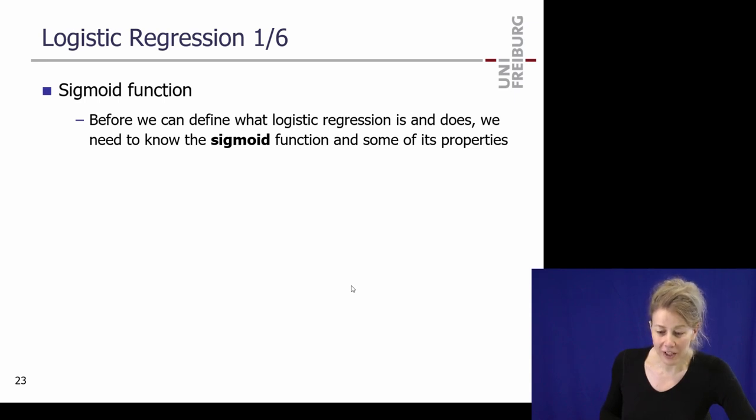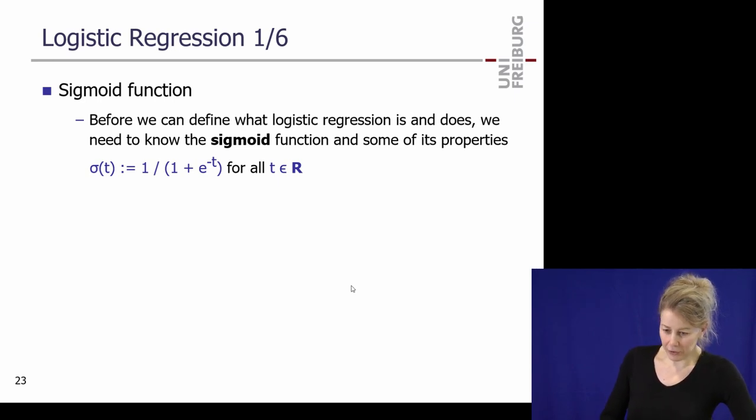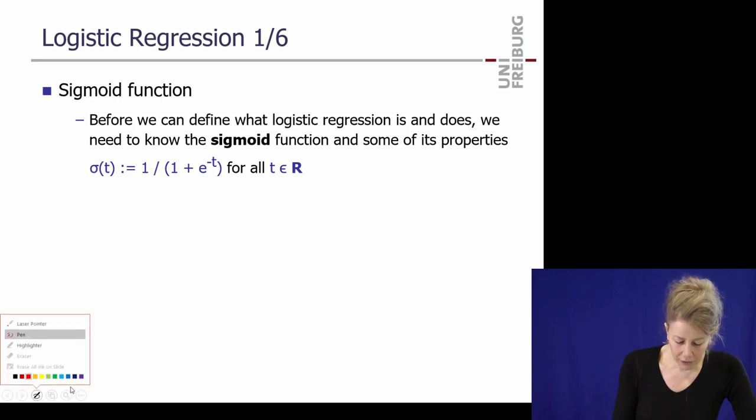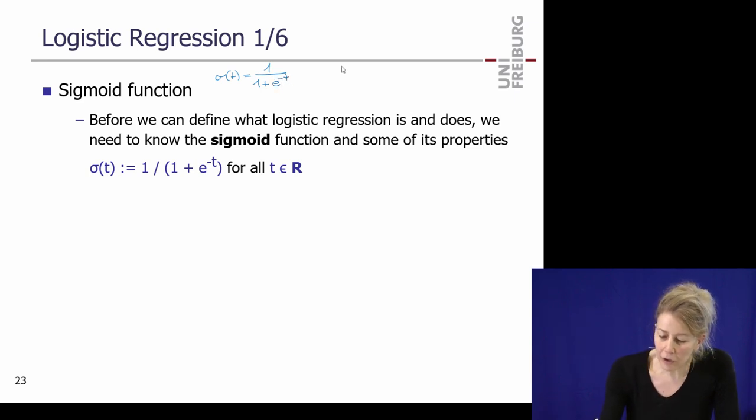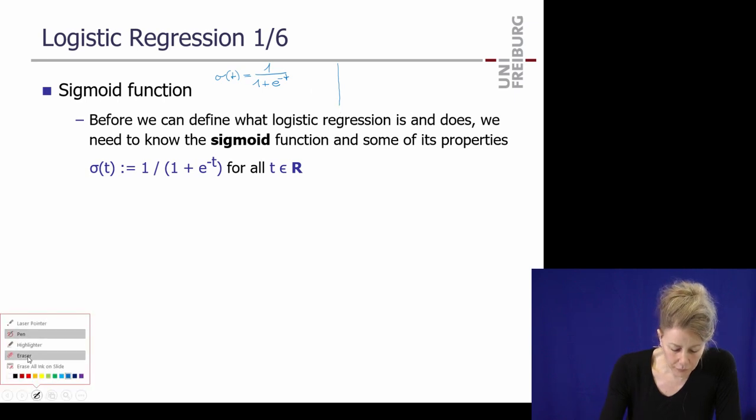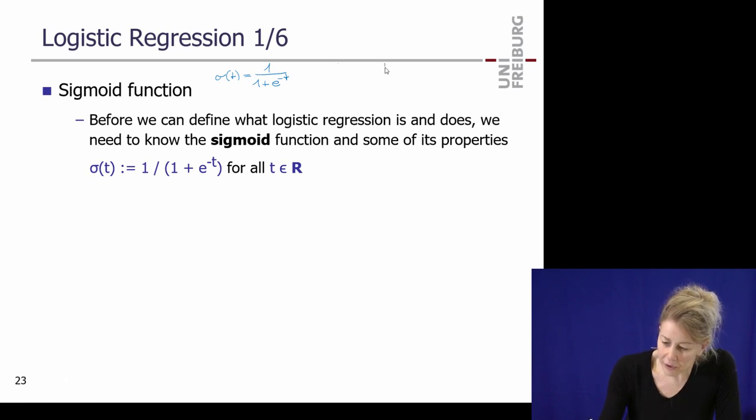So logistic regression, the sigmoid function, which is like the basis of so much in deep learning. Here's the sigmoid function, and it's 1 over 1 plus e to the minus t. Let me write it myself in mathematics. And let's look at this function, because this is so important to understand.